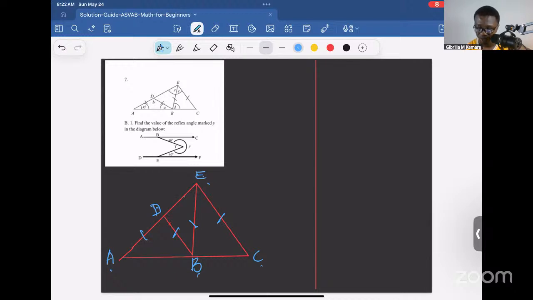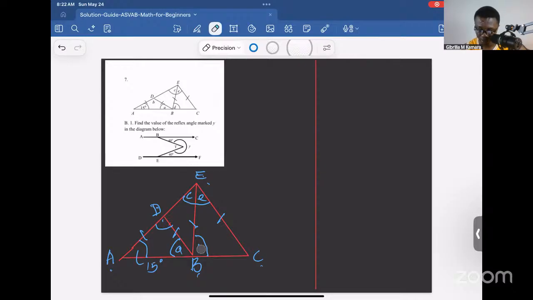Now, you're given this to this. This is C and this is E. Then this is given as A. This is given as B. This angle, I'll just write it out here, is given as 15 degrees. What else? Then this angle here is given as, okay, this is D, sorry. This is D. And this is, I'll just put it out here, this is B.